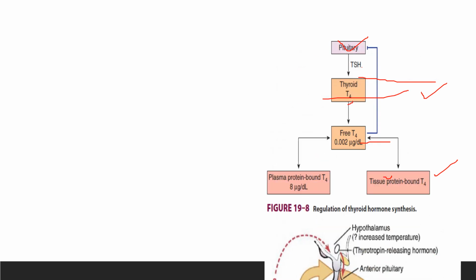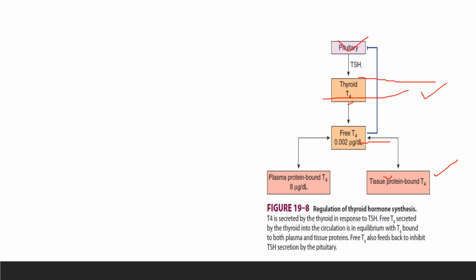Now, this hypothalamo pituitary thyroid axis acts through the negative feedback mechanism. So when the T3 and T4 are released, they will give a negative feedback in the pituitary to further inhibit the release of TSH.